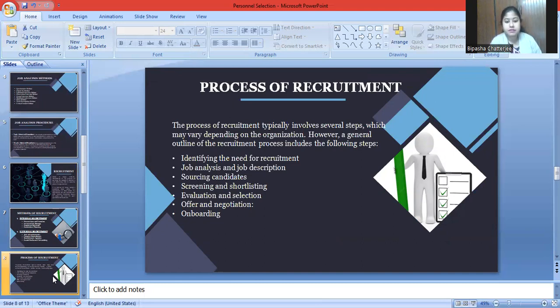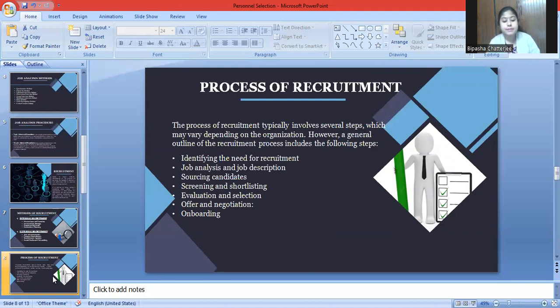And so next we have the process of recruitment. The process of recruitment involves several steps. These are the steps that are required, like identifying the needs for recruitment. Why is it required? Why is a person required for that particular job position? Job analysis and description, I've said. Sourcing candidates, of course, where you are inviting people to apply for the particular job based on the job characteristics and the job descriptions we get from job analysis.